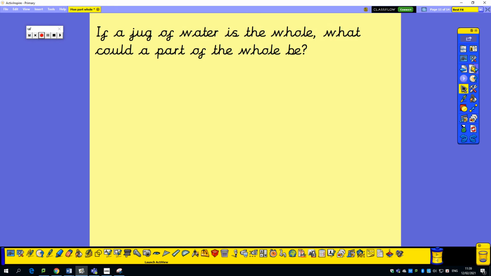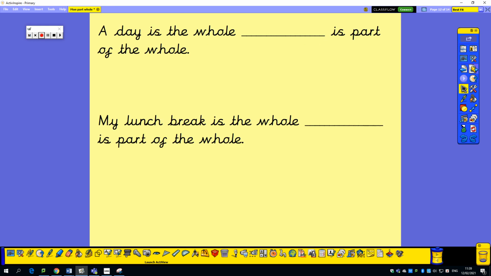If a jug of water is the whole, what could part of it be? The jug, the glass part, the water. So everything around us you can almost think of in terms of wholes and parts. A day is the whole. Something is part of the whole. What could go in there? If one day is the whole, maybe breakfast time is part of the whole. If your lunch break is the whole, maybe the time you are eating is part of the whole, or playing outside is part of the whole.